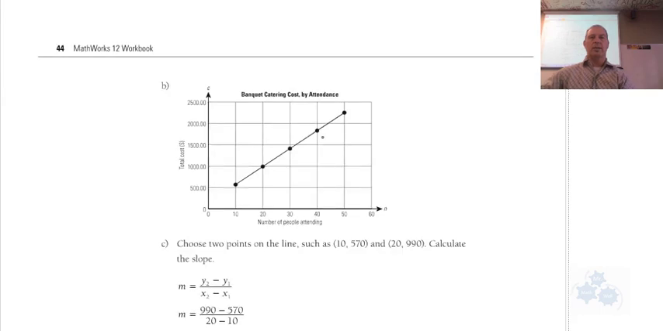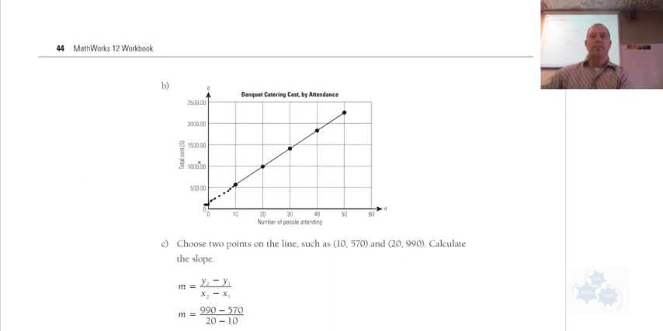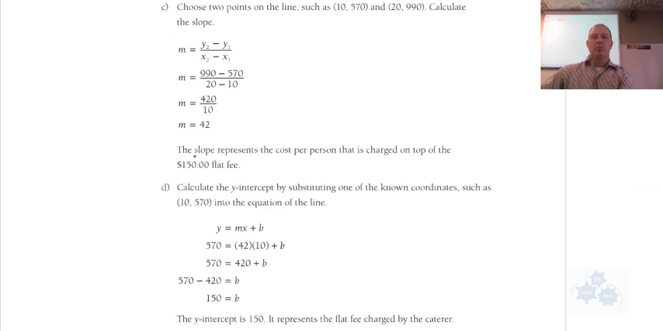What does the y-intercept represent? Well, let's take a look at the graph. Okay, here's the graph of what we've gone so far. The y-intercept would be somewhere around here. Now, what would this y-intercept represent? What did we say there? Yeah, it would represent the flat fee. The slope represents the cost per person. The $150 is the flat fee.